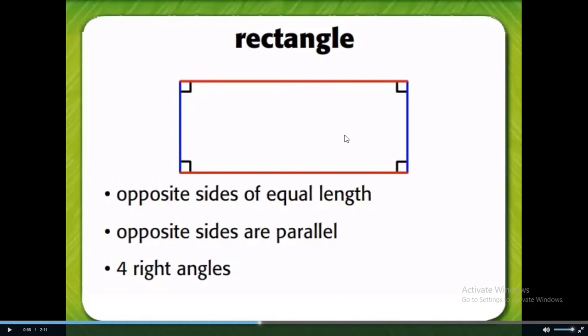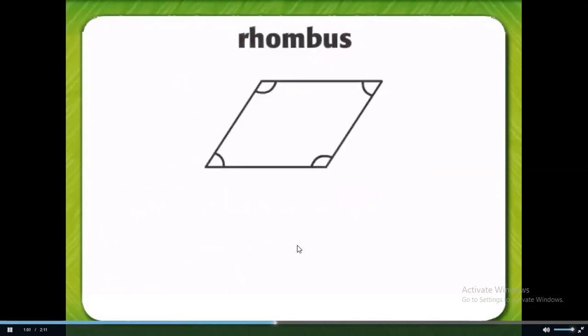I have a question now. What is the difference between a square and a rectangle? In the square, all sides are equal. But in the rectangle, only the opposite sides are equal, not all sides. But both of them have 4 right angles, and in both of them the opposite sides are parallel.